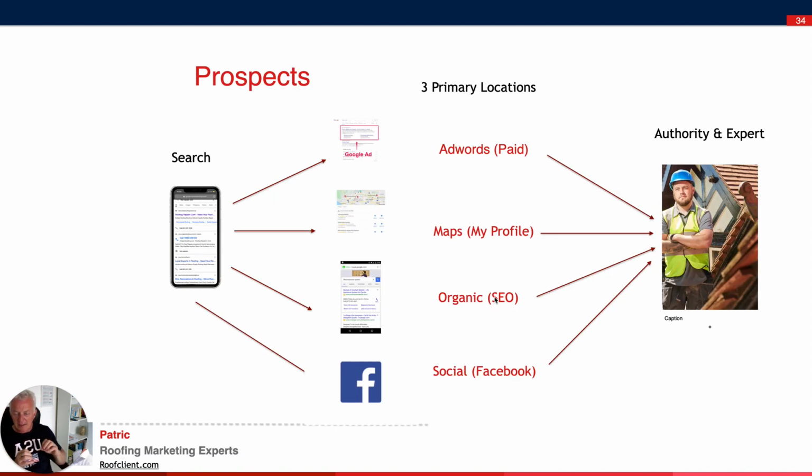So how do we do that? Well, how we're going to do that is outlined in a lot of what I already told you. When we look at our prospects and where they search, if somebody is looking on a device, the first thing they're going to see is Google AdWords, the first four listings. Then they're going to scroll past that for roofing services plus your city.